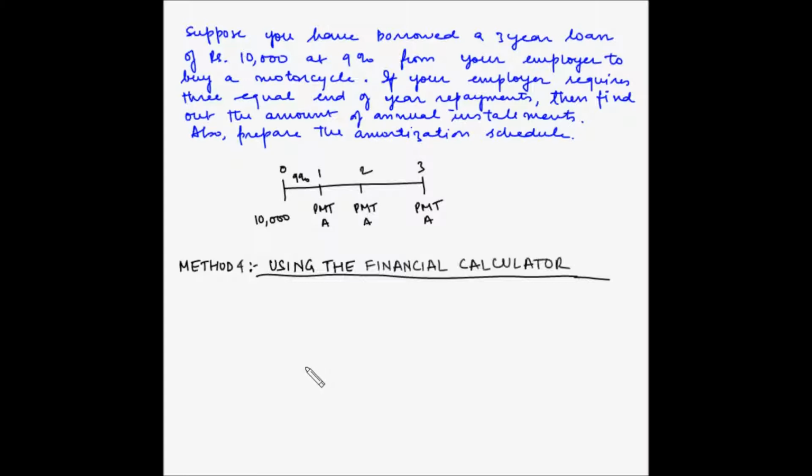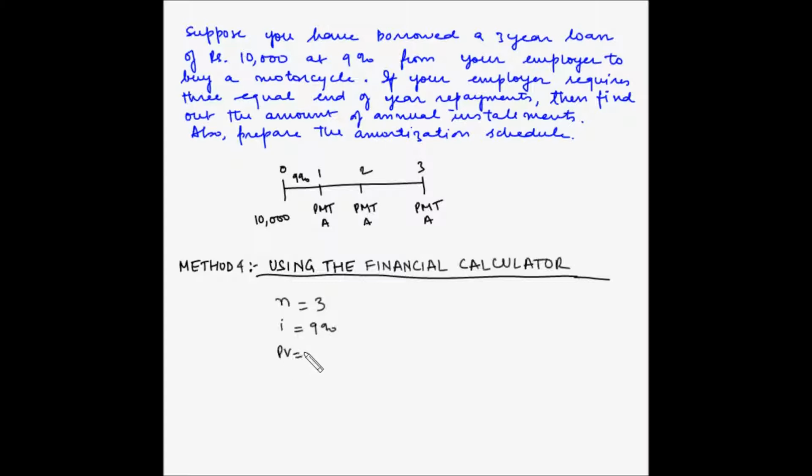Now in order to use the financial calculator, we need to take care of 5 main buttons. First one is N, which is the number of periods. In our case it is 3. Next is I, which is the rate of interest. In our case it is 9%. Now while we used the value of I in the formulas, we were dividing 9 by 100, so we were using I as equal to 0.09. However, while using the financial calculator, we have to use the value as 9 itself.